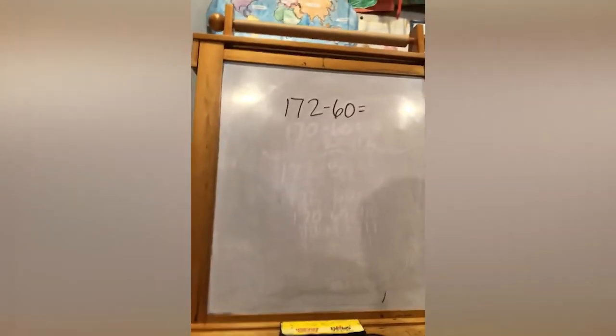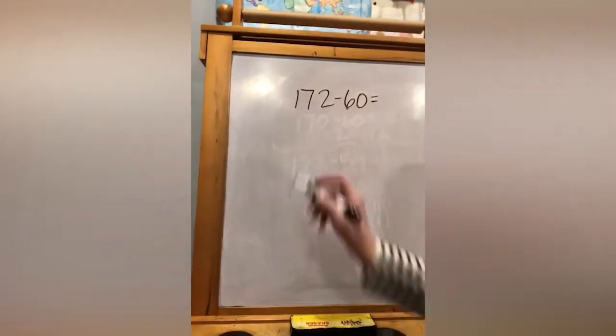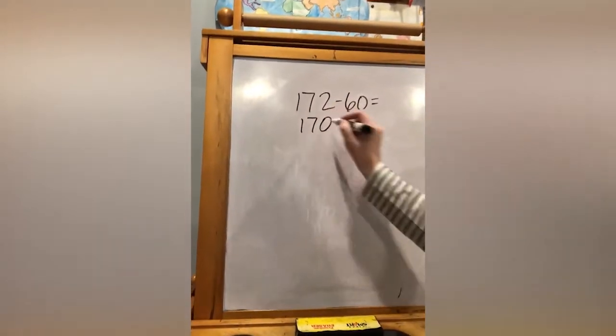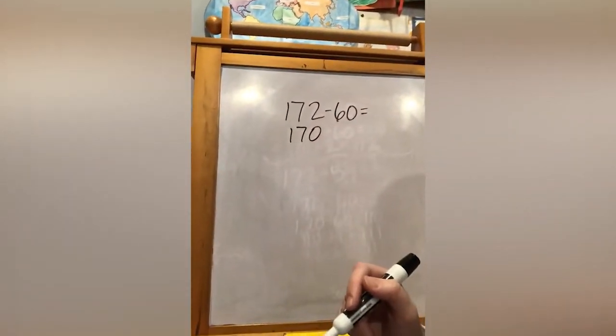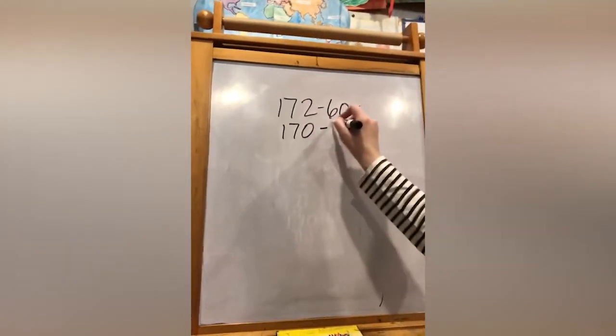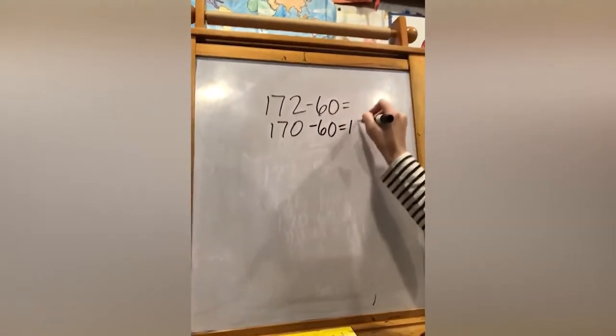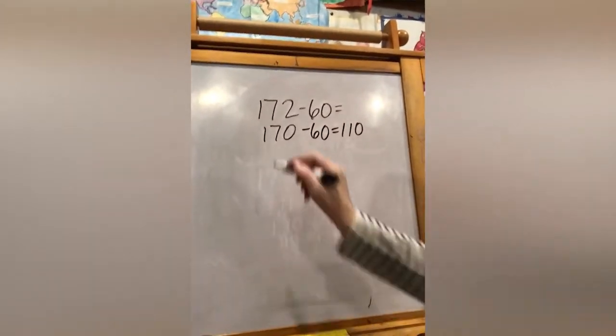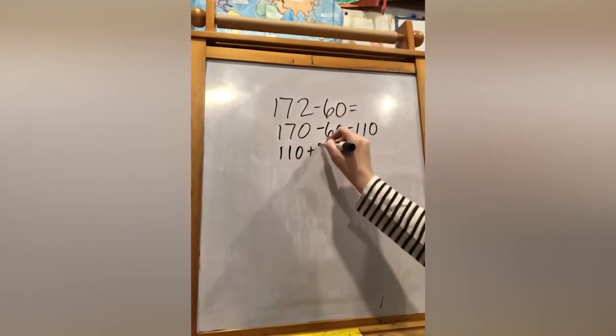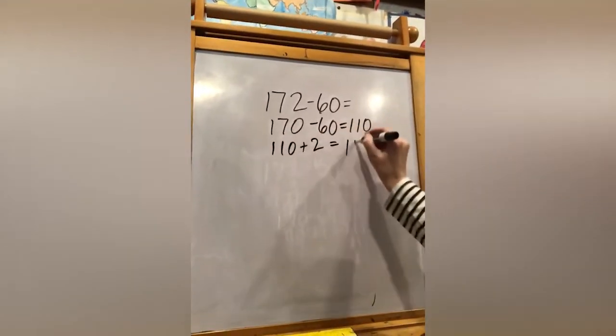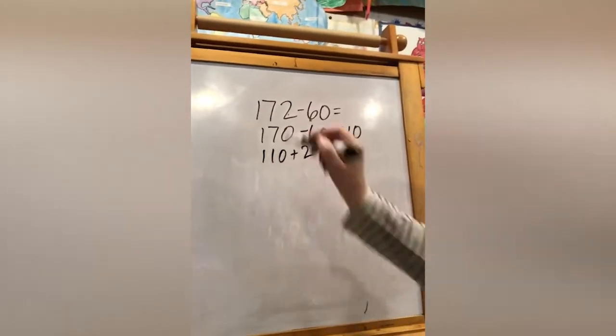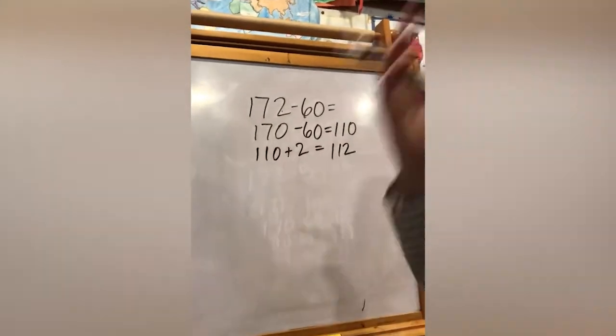All right, Patrick, what would you do today to solve 172 minus 60? So first I would do 170 minus 60. Okay. Is 110. Okay. And then 110 plus 2 is 112. Why did you have to add 2 onto that? Because I took away the 2 from 172, so I had to add it back on.